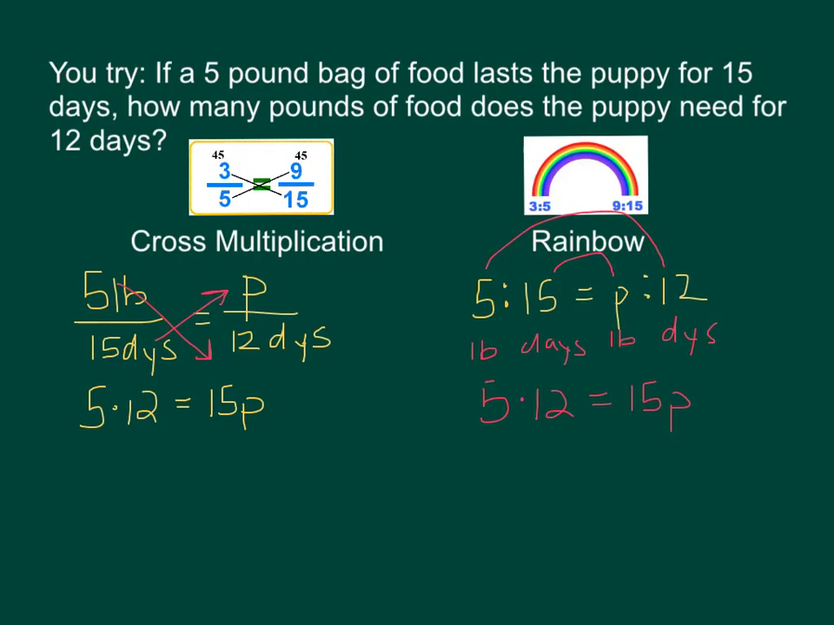Now, since they are both equal at this point, we are going to go ahead and solve algebraically. Well, 5 times 12 is 60, and that is going to equal 15p. To get the p alone, I'm going to look and say, between the 15 and the p, that is being multiplied. So I'm going to do the inverse operation and divide, which 15 divided by 15 will equal 1, and 1 times p is just p. And then we need to use the golden rule and divide on the left-hand side. So 60 divided by 15 is 4. So that means that the puppy needs 4 pounds of food for 12 days.